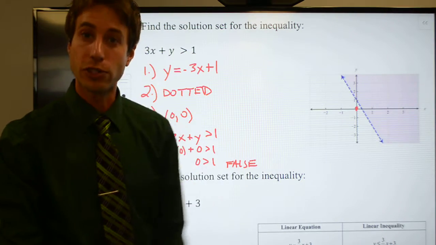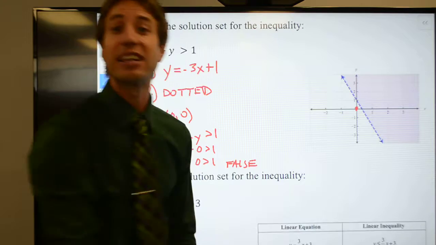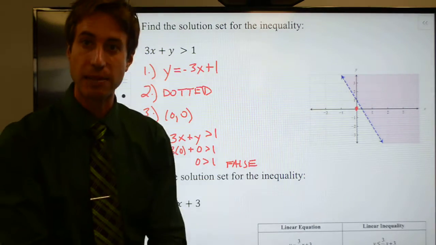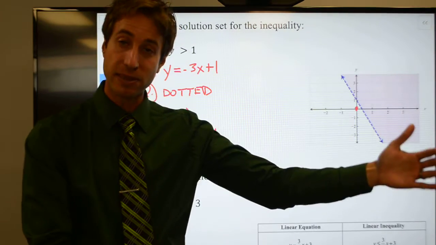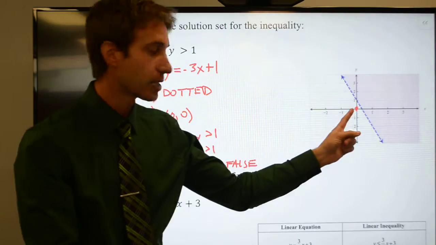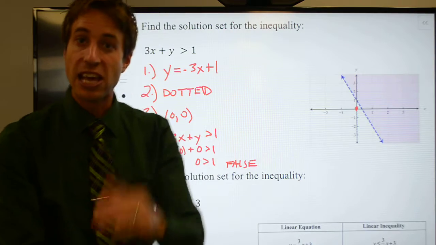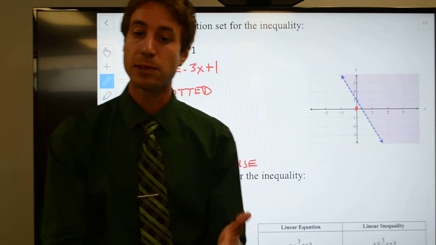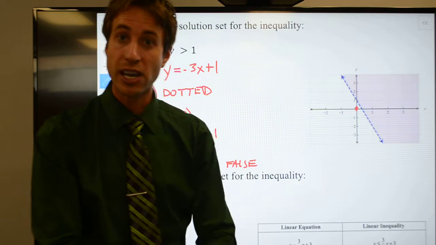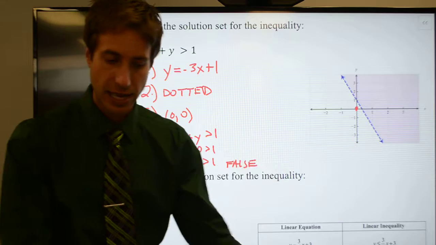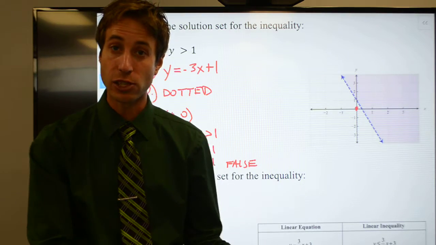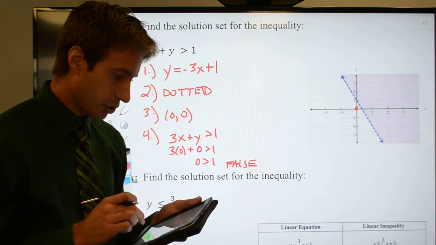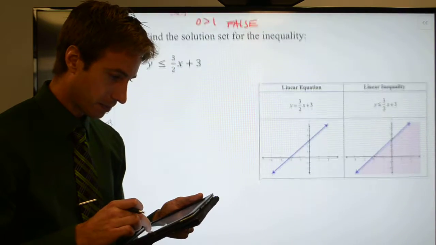So what are the solutions? Well, everybody on the other side. So if your test point gives you a false statement, you shade the opposite side of the line. Whatever side your test point's on, shade the other side. If your test point gives you a true statement, that means your test point is a solution, and everybody on the test point side will be a solution. So you would shade the test point side. Let's take a look at this one just to show you how that works.